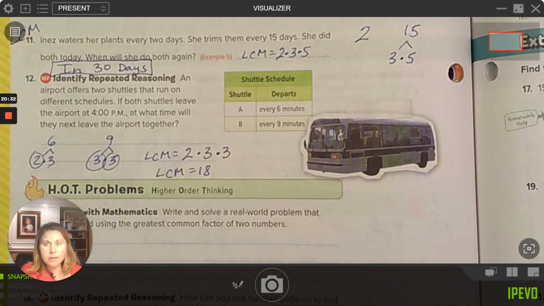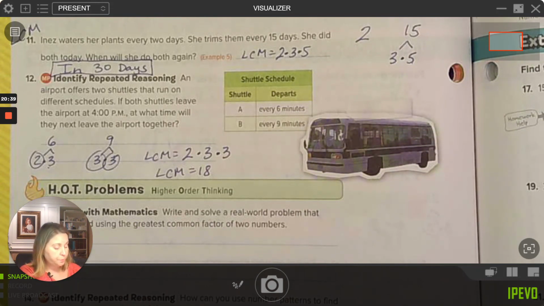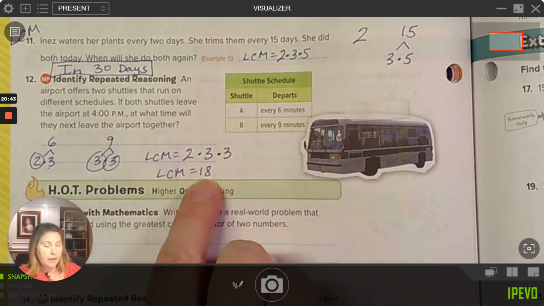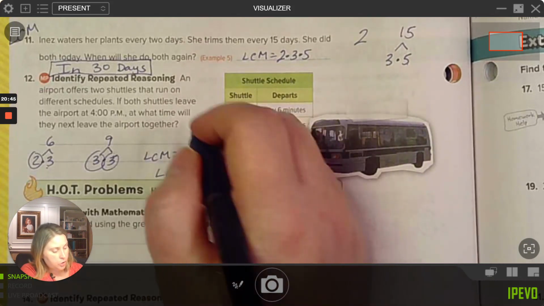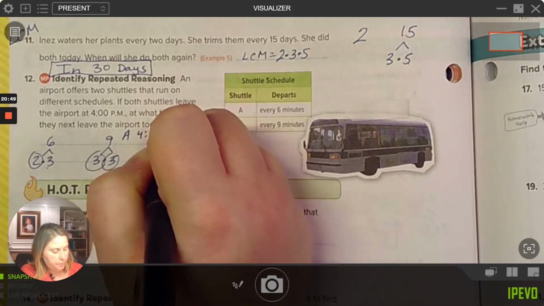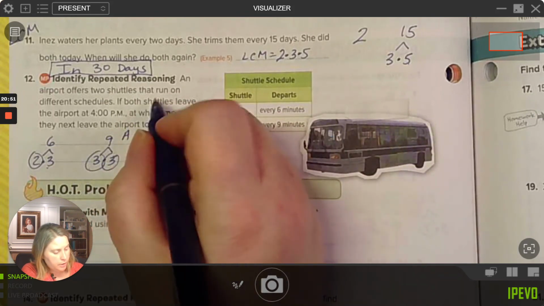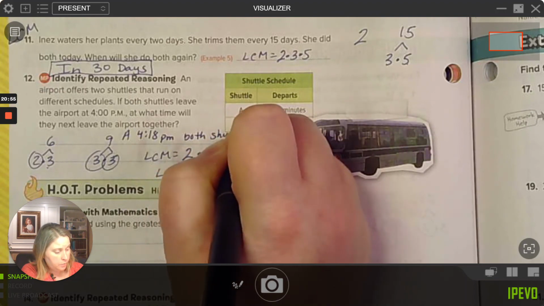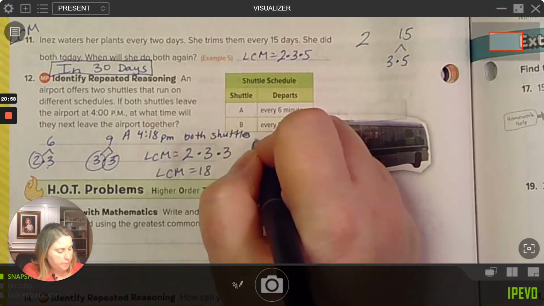But in the context of our word problem, we were asked at what time will they next leave the airport together. So it's 4 o'clock currently. 18 minutes after that, it'll be 4:18 p.m. So at 4:18 p.m., both shuttles will leave the airport.